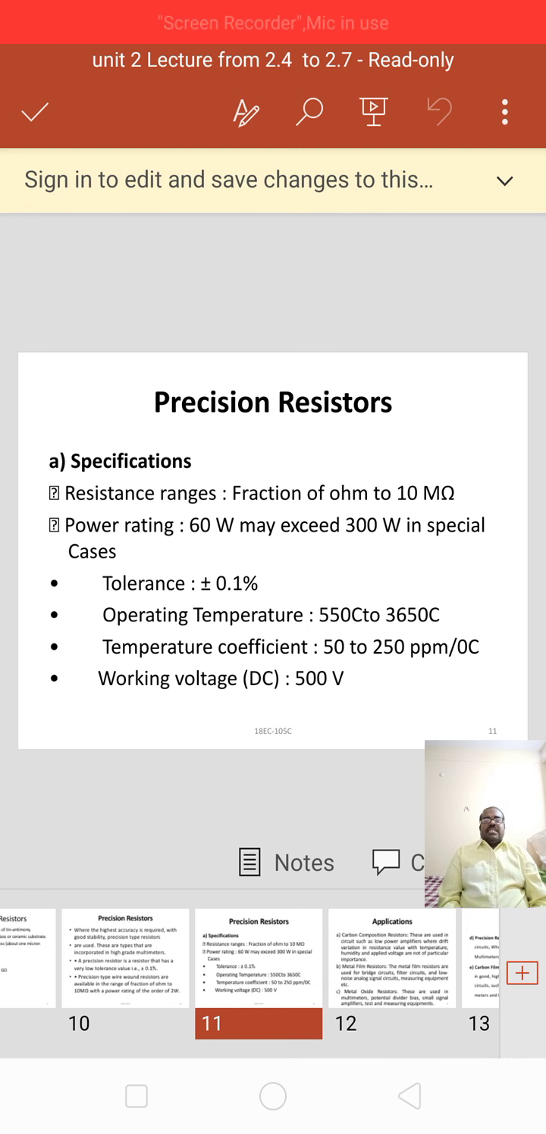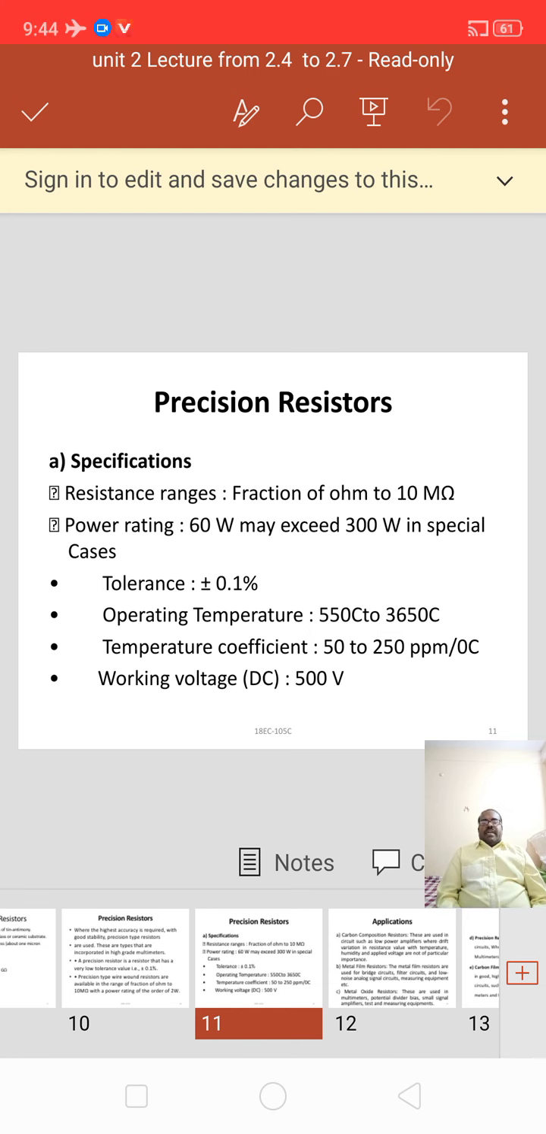Operating temperature is 550 degrees Celsius to 365 degrees Celsius. Sorry, there is a mistake in the slide, that is 55 degrees Celsius to 365 degrees Celsius. Temperature coefficient range is 50 to 250 parts per million per degree Celsius. Working voltage, that is DC voltage, is 500 volts.